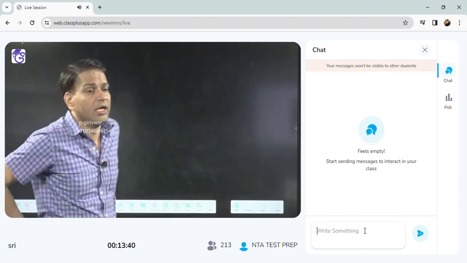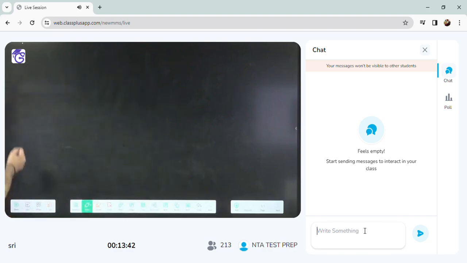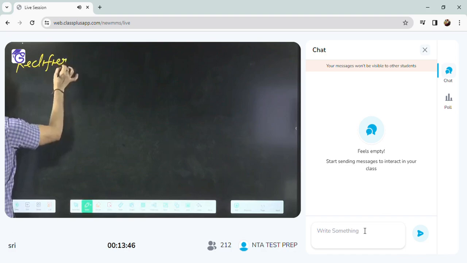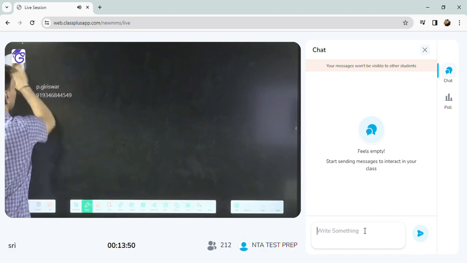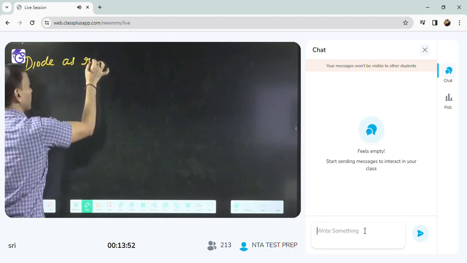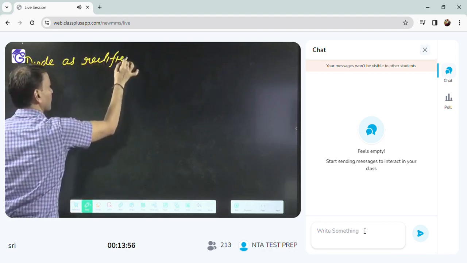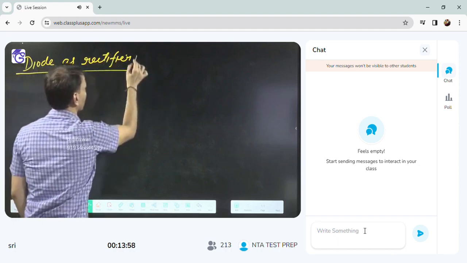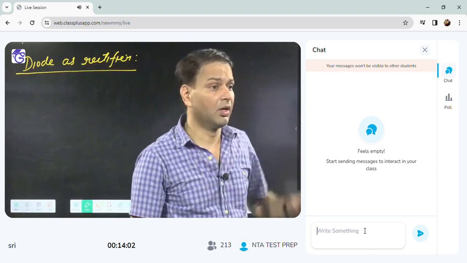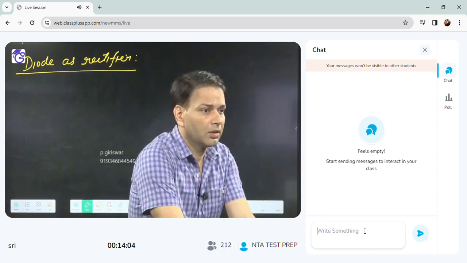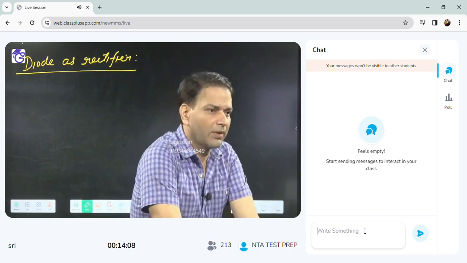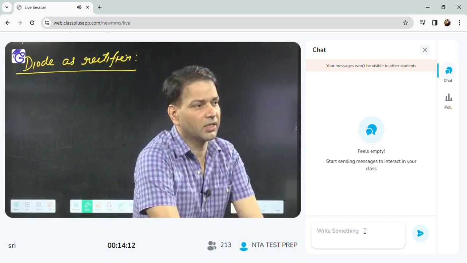Okay, now I am starting the half wave rectifier. So first, diode as a rectifier. I will send diode as rectifier.